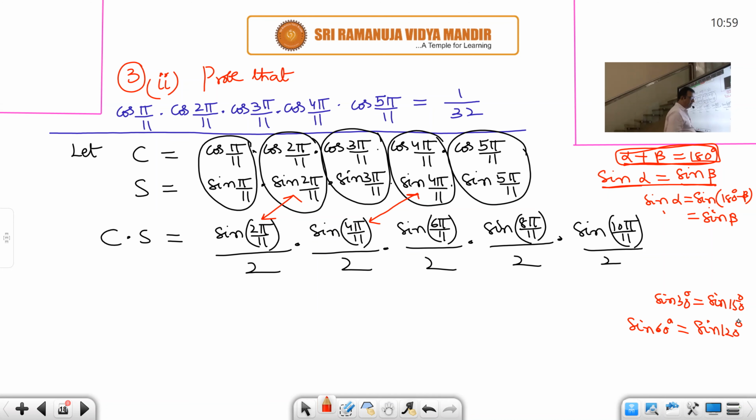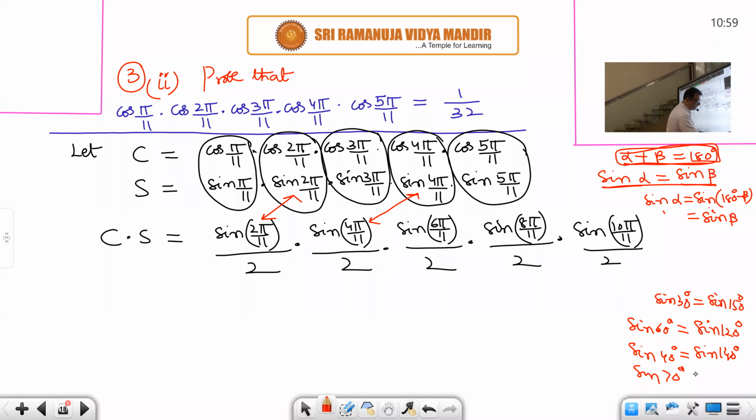Because these are supplementary angles, 60 and 120, their sum is 180 degrees. Okay. Sine 40 degrees is equal to what? Sine 140 degrees. 140.